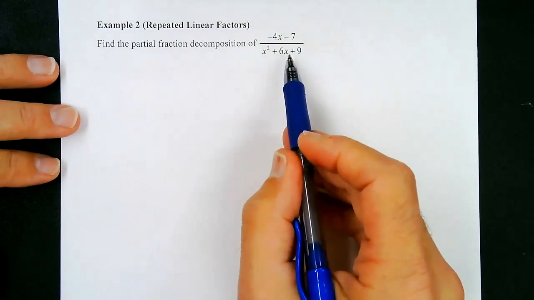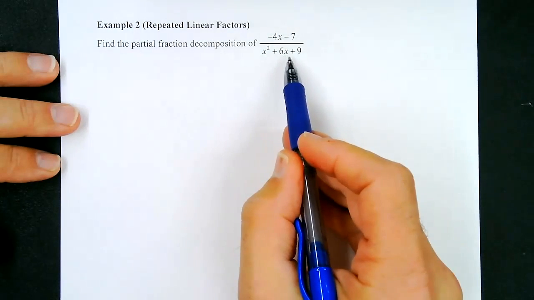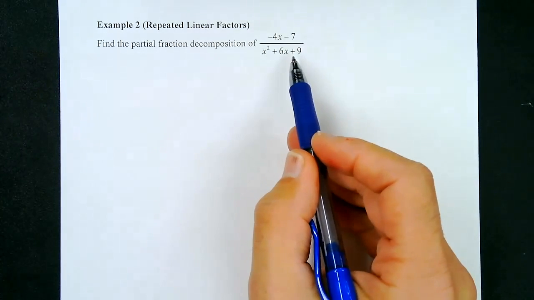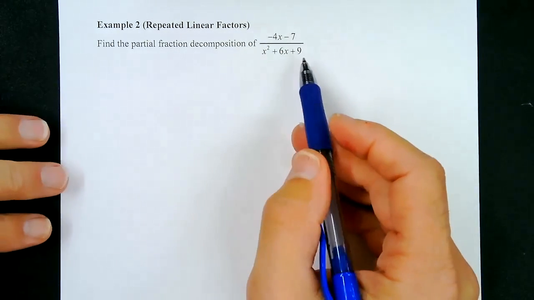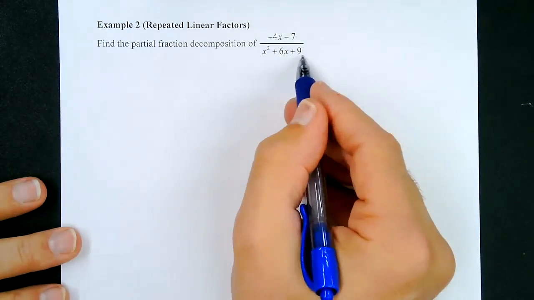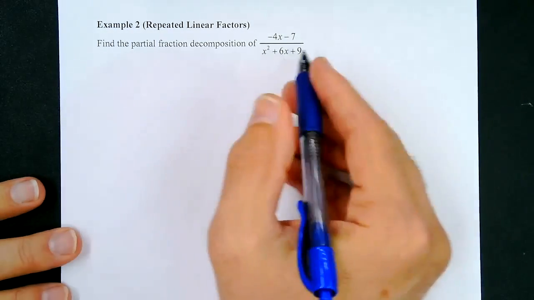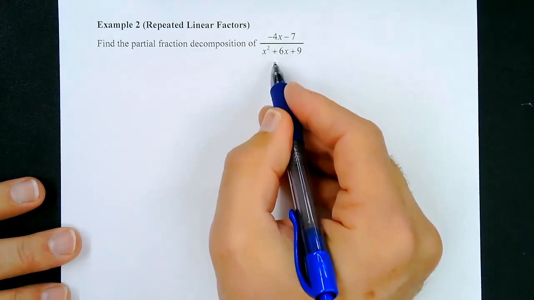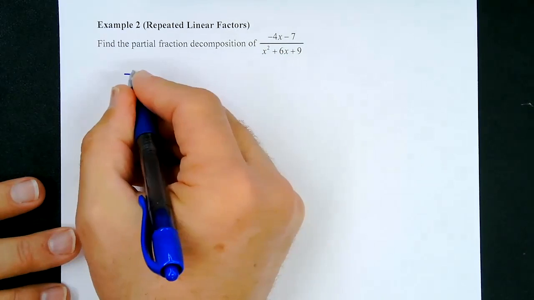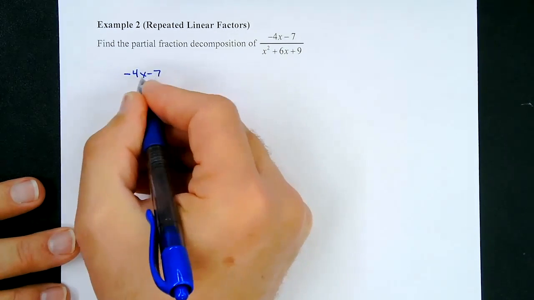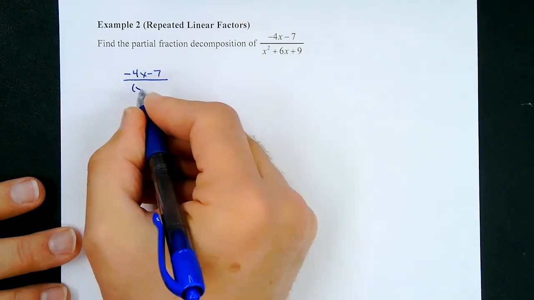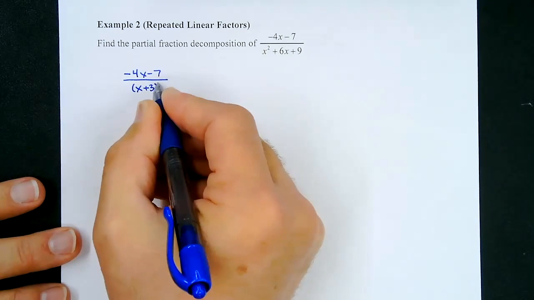So this one is when we go to factor it, x squared plus 6x plus 9, we wind up with repeated factors with the same factors. That's unlike the last problem where we had two different factors, okay? But the process is really close to being the same, all right? So what we're gonna do is we're gonna factor this, right? And so we wind up with two numbers that multiply to give you 9 and add to give you 6, and that would be +3 and +3. So that means this -4x minus 7 over x plus 3 squared, because we have repeated factors in this case.